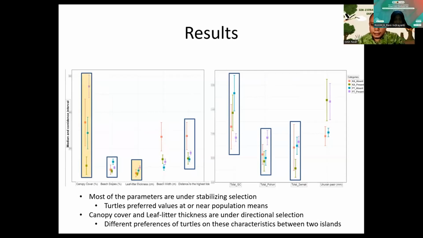Different from the other six variables, two variables, canopy cover and leaf litter thickness, are assumed to be under directional selection. This variable shows different preference of turtles on both islands, in which in Putuan Timur, turtles tend to select nests with dense canopy cover over Kayu Angin Bira.